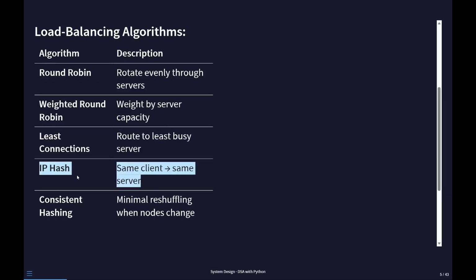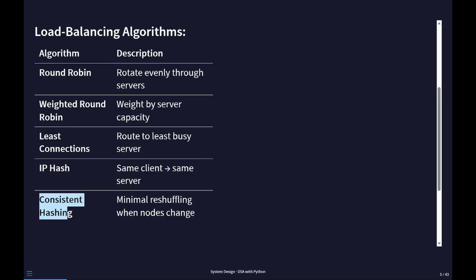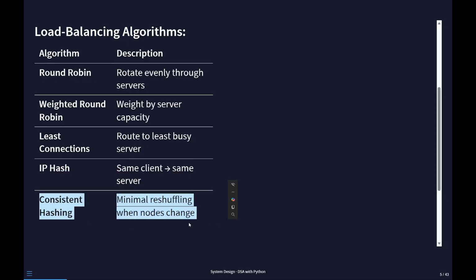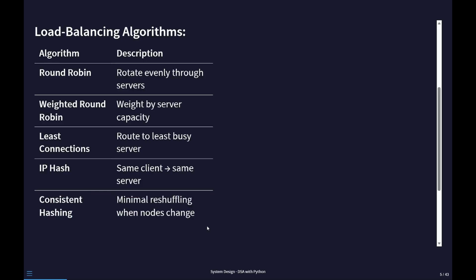IP hash routes the same client IP to the same server every time. Useful for stateful applications where session stickiness is needed. And consistent hashing is the most sophisticated, with minimal reshuffling when nodes join or leave. We will come back to this concept in detail shortly.